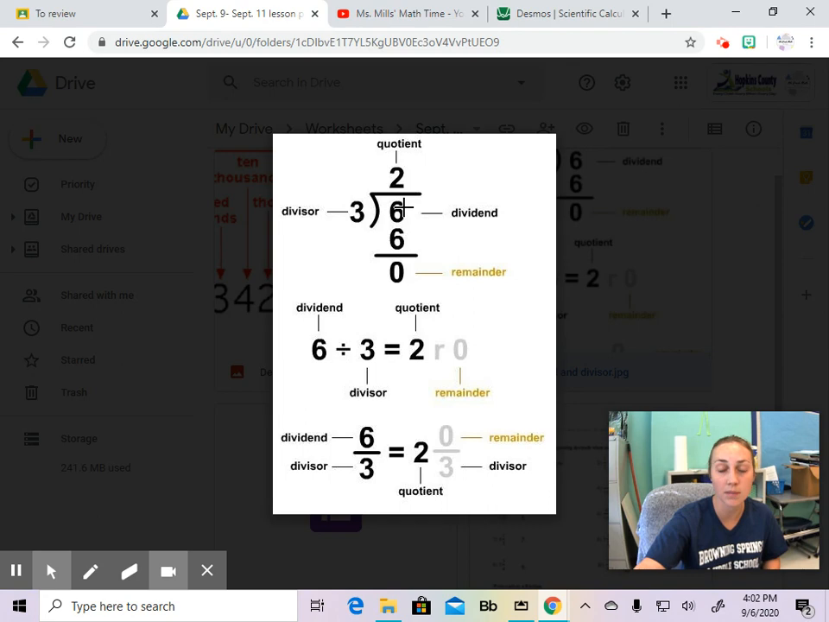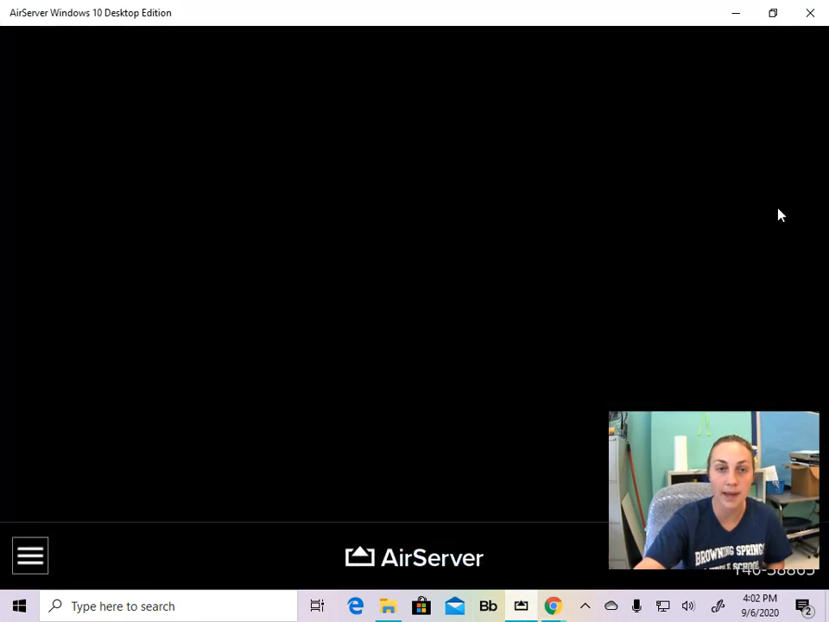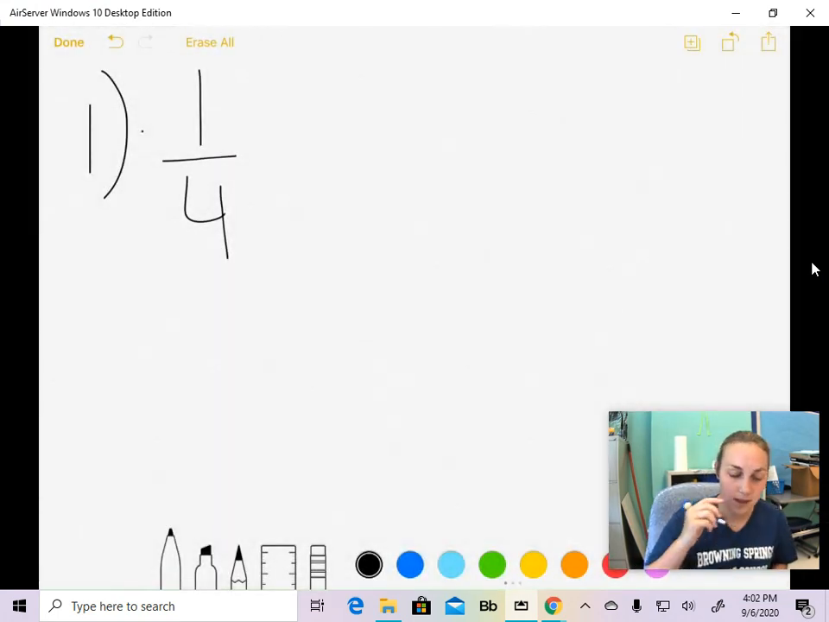So 6 is going to be in the doghouse. The numerator is going to be in the doghouse. The denominator will be the divisor. It'll be on the outside. So remember to use that picture whenever you are doing your work. So let's go back. All right. So again, it's 1 divided by 4.